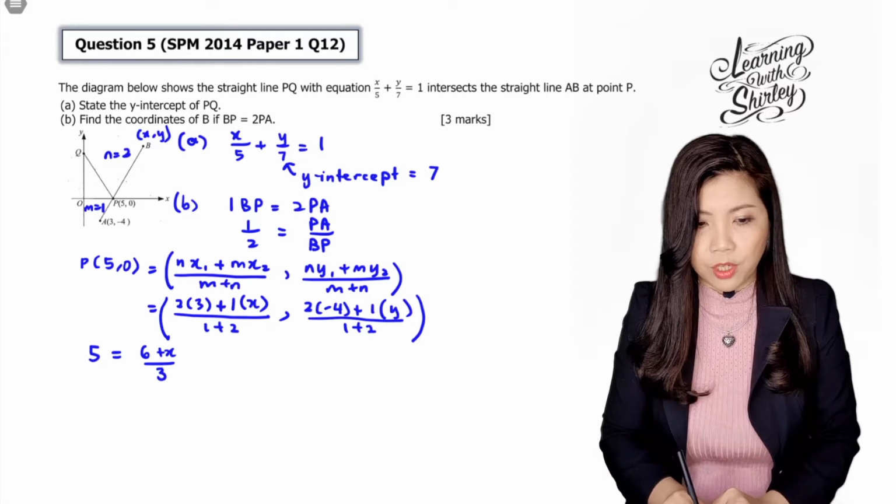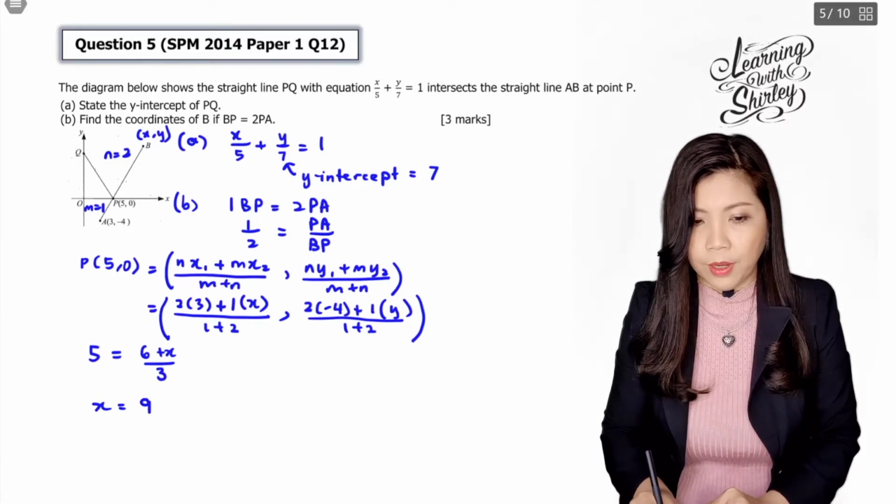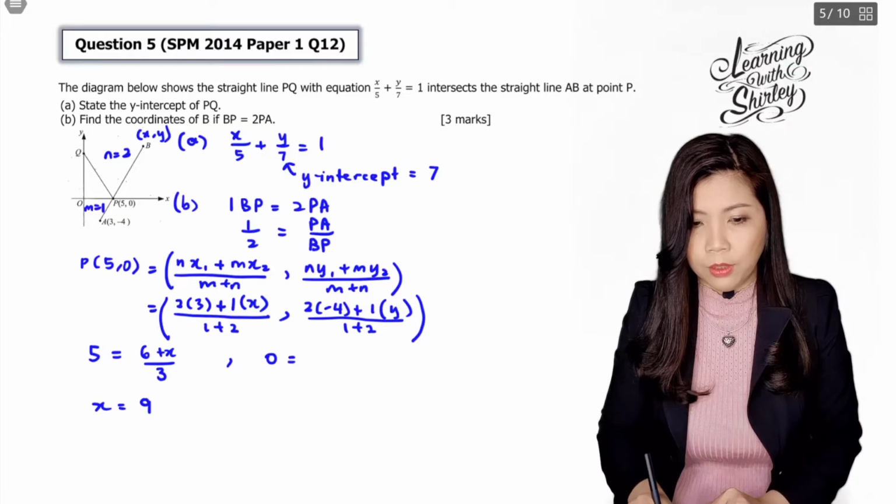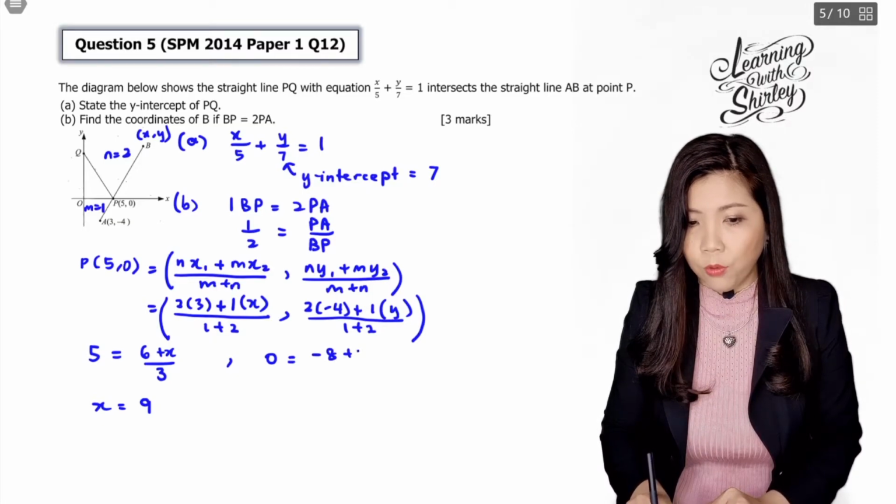So we bring over the 3, it becomes 15. 15 minus 6 is 9. So x is equal to 9. Next, I look at the y coordinate, which is 0. So 0 equals -8 plus y over 3.